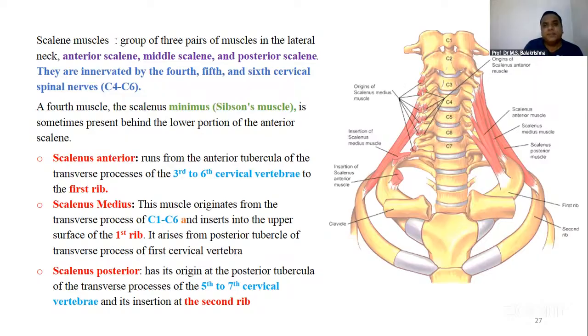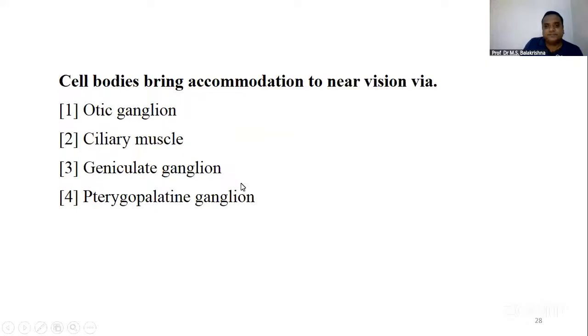A fourth muscle is also there, called Simpson's muscle. Just a high-yield fact you can note. Generally we have anterior, medius, and posterior; the fourth one is called Simpson's muscle.